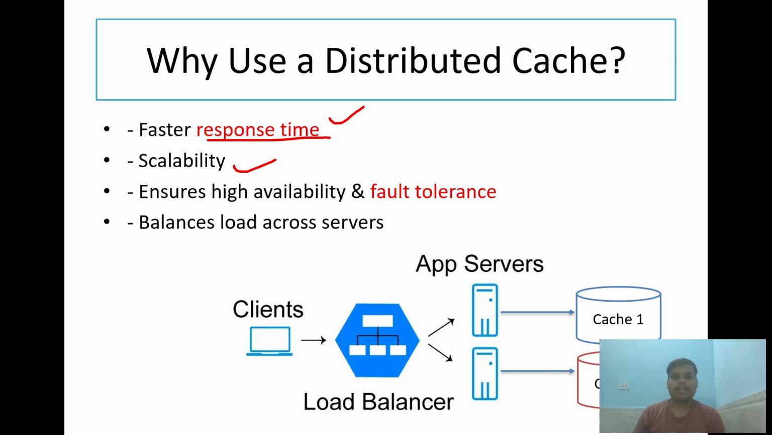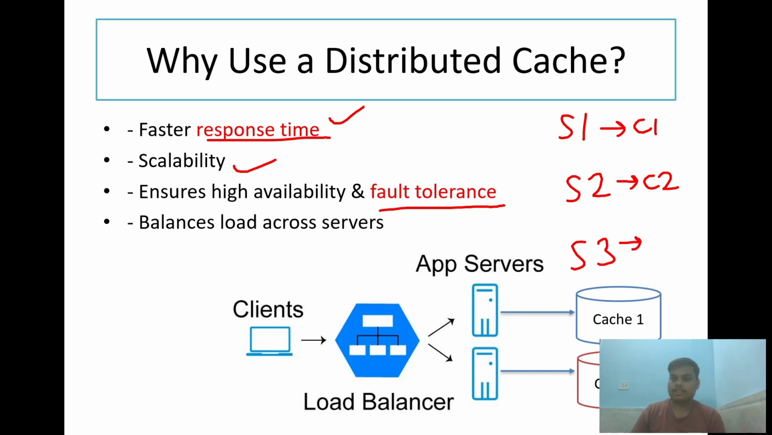Third one is ensuring high availability and fault tolerance. Fault tolerance means, suppose there are multiple servers. Suppose this is server 1, this is server 2, this is server 3. Server 1 has its own cache C1, this has C2, and this has C3. Suppose C1 fails, then in distributed caching, there is an advantage that if any of the caches fail, then other caches are easily available to handle that load. Okay, so these are basically the benefits of distributed caching.